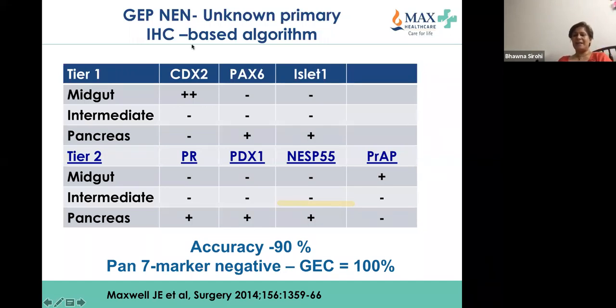And this is actually quite common, that patients do go for a health checkup and they have liver metastasis.